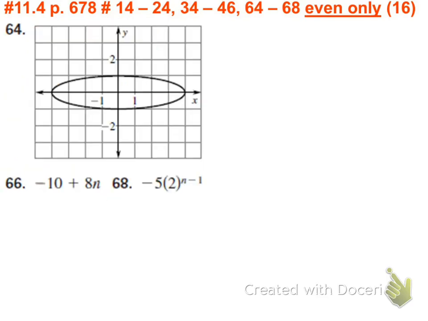And then the last couple of homework problems, you have a graph of an ellipse. 66, you should have written the rule -10 plus 8n. And 68, -5 times 2 to the n minus 1 power.